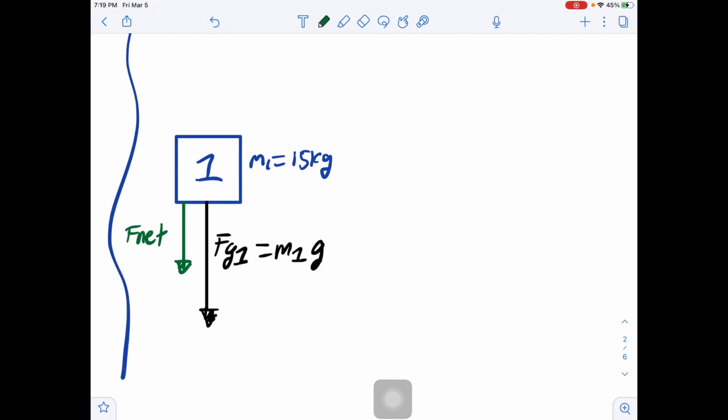Now, something to understand is that this mass 1 is not accelerating down as if it had nothing attached to it, as if I just dropped it and let it fall. That is why my net force vector is smaller than my force of gravity vector. Now, what's making this smaller? Well, that is your rope pulling on the mass upwards, and that, therefore, is your tension.